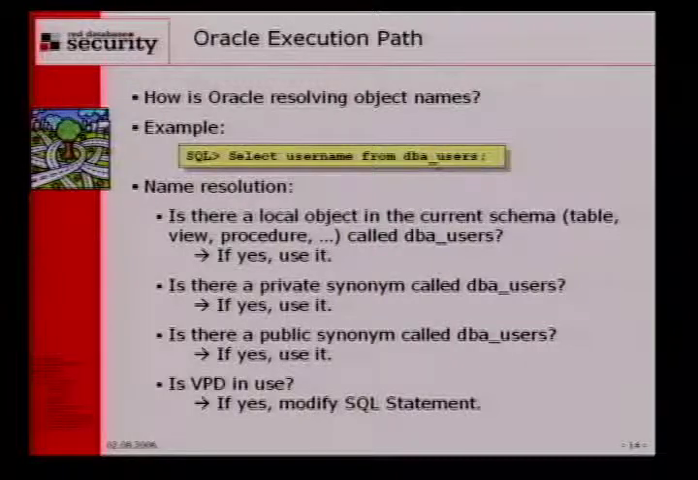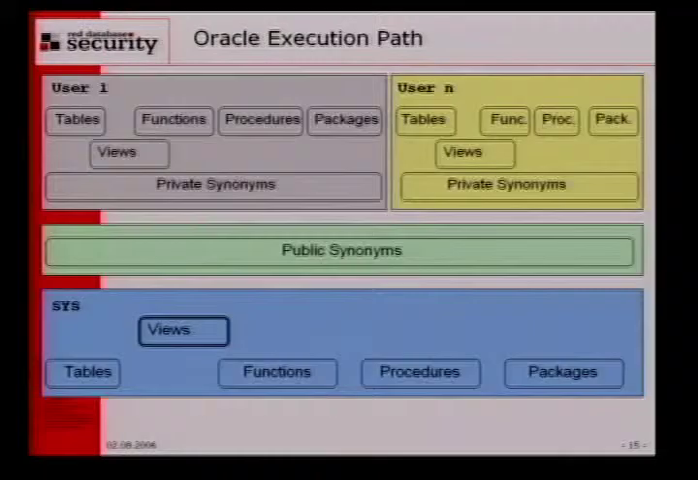Then it checks for a private synonym called DBA users. If yes, use it. Then for a public synonym. And normally there's a public synonym called DBA users. And depending on the object, Oracle modifies the SQL statement afterwards if Virtual Private Database, VPD, is active. So it's from top down. It checks first in the user schema for tables or views, then for private synonyms, then for public synonyms, and then it accesses the original views or tables.